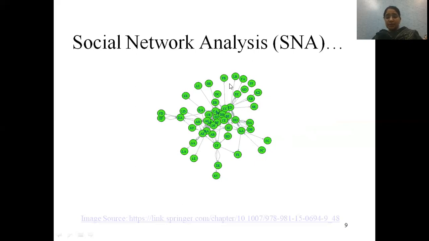We analyze the associations between the nodes. So we will come to know the structure of this network system, and we will come to know about the pattern. So this is all about social network analysis.